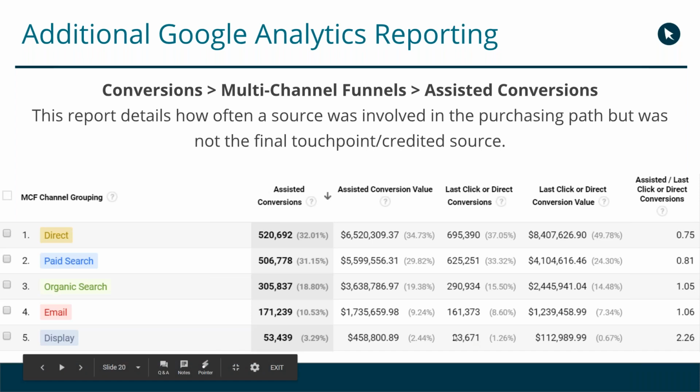So notice display at the bottom, it only drove 23,671 last click conversions, but it drove 53,439 first click, or excuse me, assisted conversions. So throughout the customer journey, display played a great assisting role. It wasn't typically the last interaction. So that's why you see over here this metric, this expresses a numerical value, and 2.26 is pretty high.